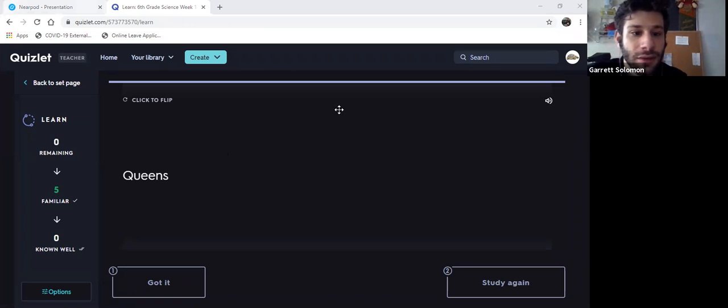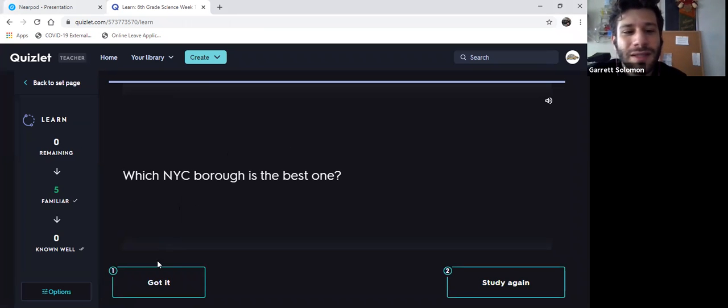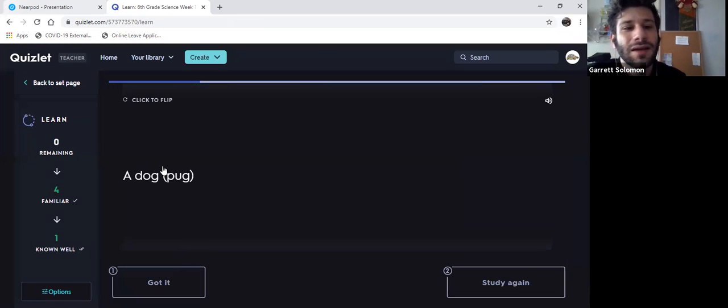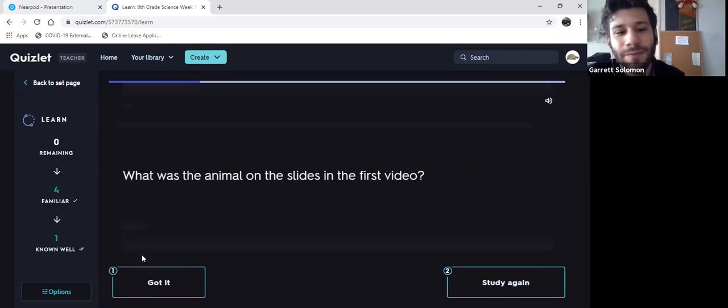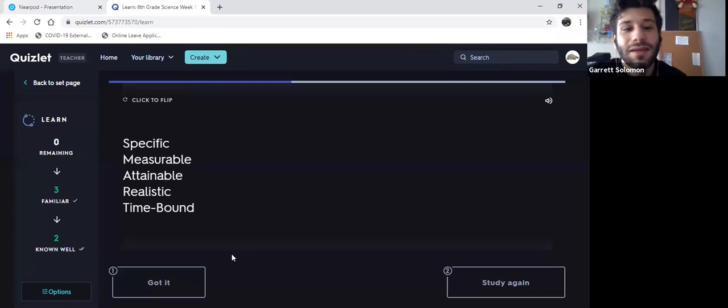So it's going to give you different options of ways to interact with the card. So this one is Queens. What was Queens in the flashcards again? Think to yourself, oh, it was the best borough in New York City. So you can flip it and then you can say like, I got it. All right, how about this one here? A dog, pug. What was that again? It was the animal in the slides in the first video. So that way you can say like, I got it.